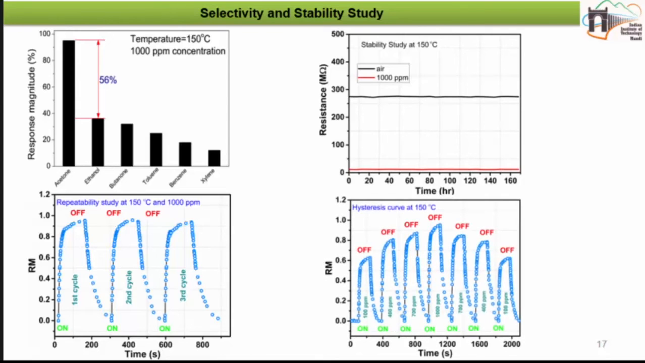And next, we have studied the hysteresis curve, which is showing that whenever we are increasing the acetone vapor concentration as well as decreasing the concentration, it is showing almost the same results. And the temperature was fixed at 150 degrees Celsius, the optimum temperature.